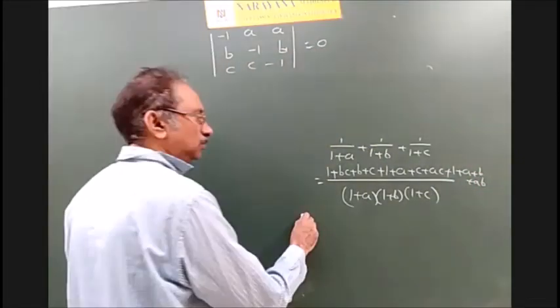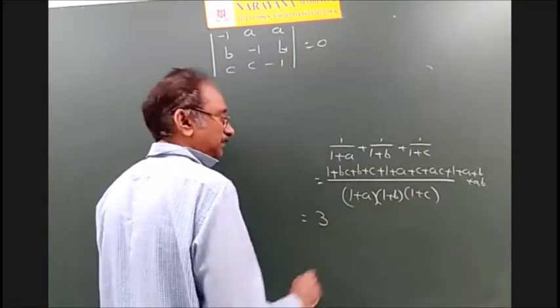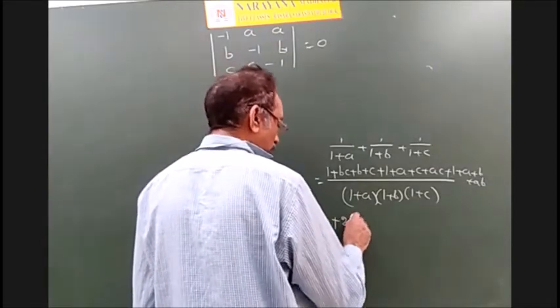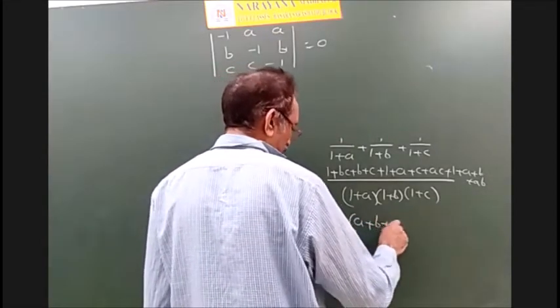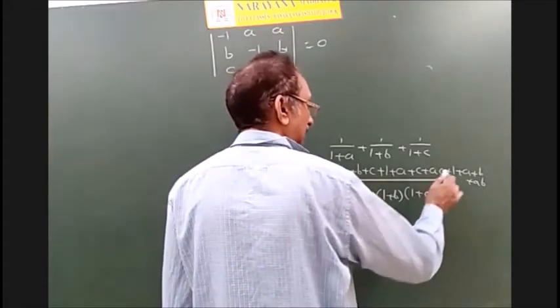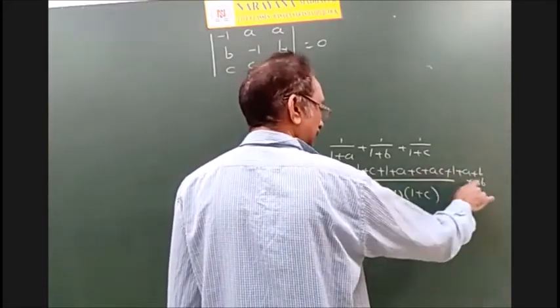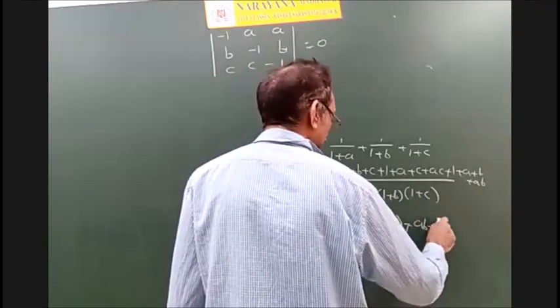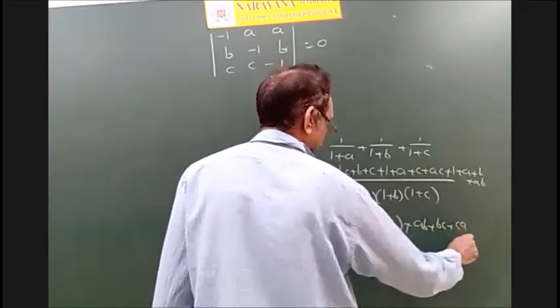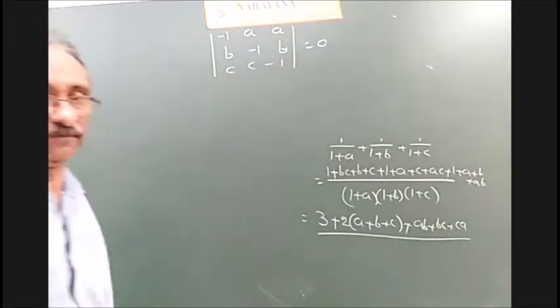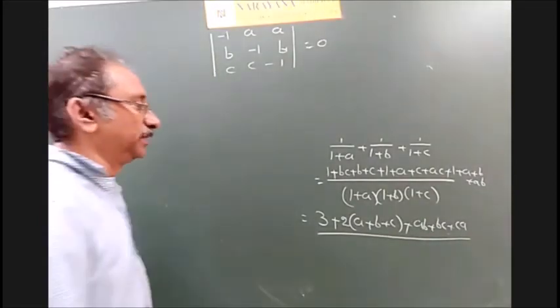Okay, that is equal to, you are getting 3 ones: 1 plus 1 plus 1, 3. And 2 a's, 2 b's, 2 c's: 2 into a plus b plus c. And this is bc plus ac plus ab, that is ab plus bc plus ca. That is the numerator. And what is the denominator?